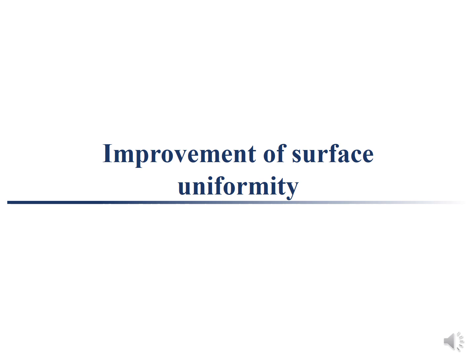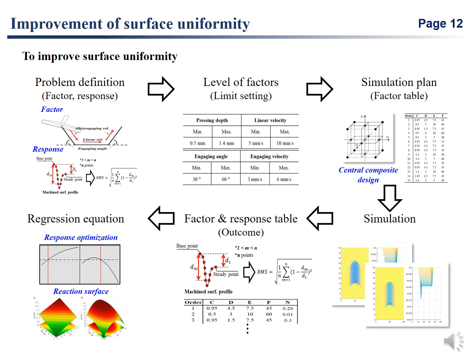From this page, I will show the improvement of surface uniformity. In this chapter, to improve surface uniformity, I adopted the design of experiment. It starts from the problem definition, which defines the factors and responses. After that, we set the levels of the factors that show the limitation of the factors. And through the factor limits and central composite design, the factor table is generated.